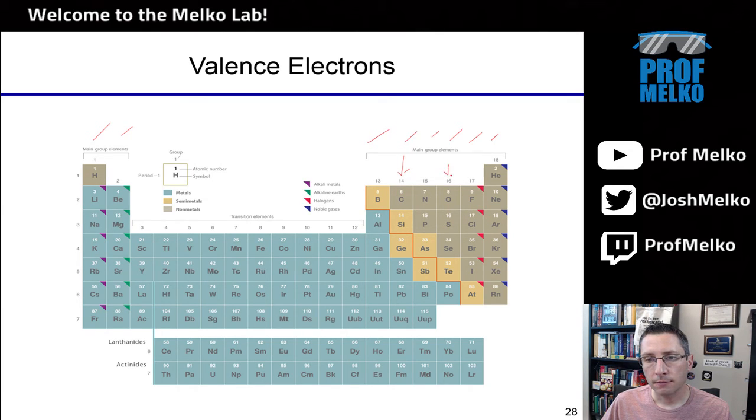Oxygen, 1, 2, 3, 4, 5, 6th column, it has 6 valence electrons. Fluorine, 7th column, 7 valence electrons. Helium, or I should say neon, 8th column, 8 valence electrons. Okay, so that'll work for anything besides helium, really, which only has 2 valence electrons. But that's sort of a shortcut for the s and p valence electron counts.